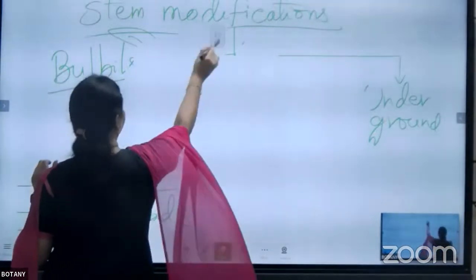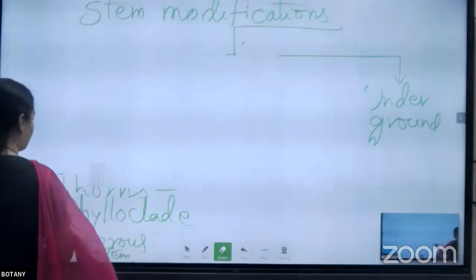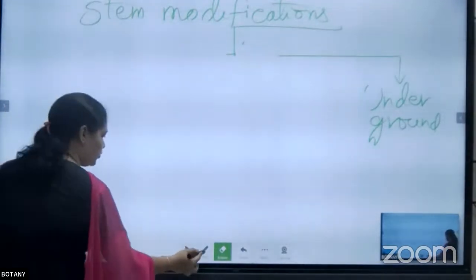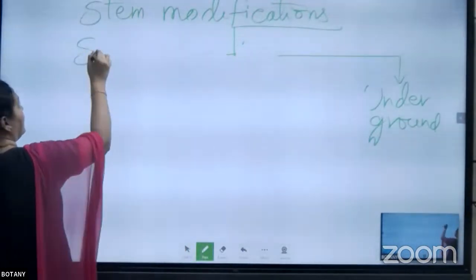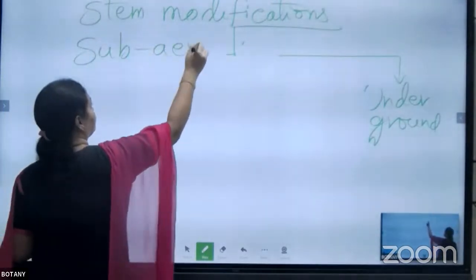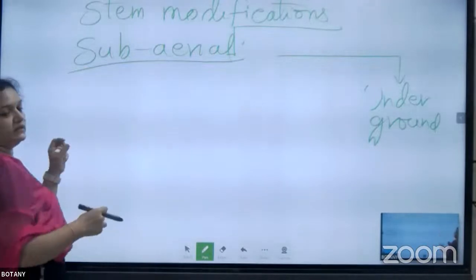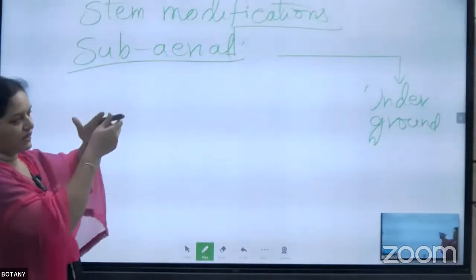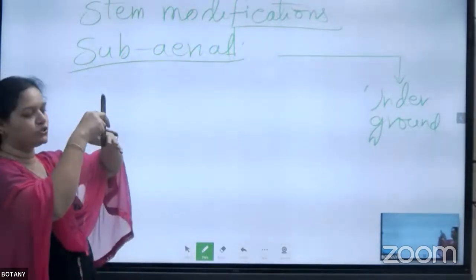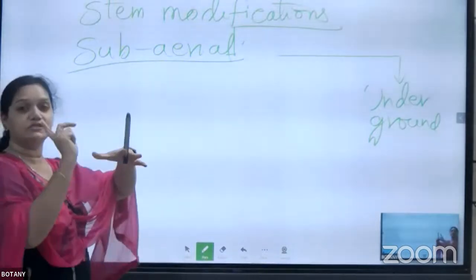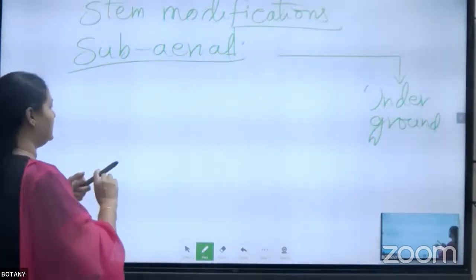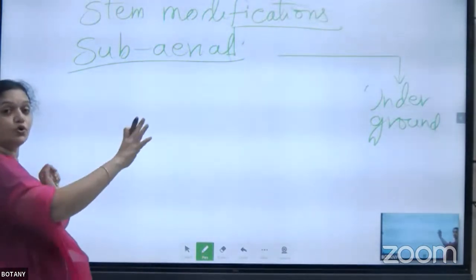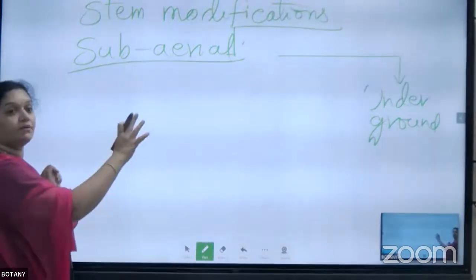Now we will move to the other stem modification. That is the subaerial stem modifications. So subaerial stem modifications. What to write first of all for the subaerial stem modifications? One-fourth part of the stem is below the soil like this, and three-fourths will be above the soil surface. That is the subaerial stem modification. And in this, again, why do these modifications occur? All these modifications are meant for vegetative propagation in the plant body.